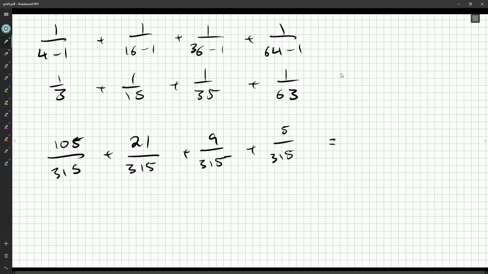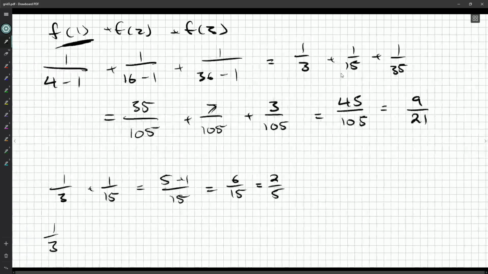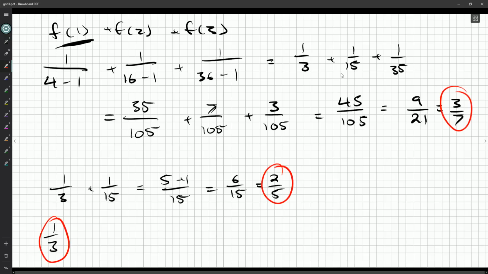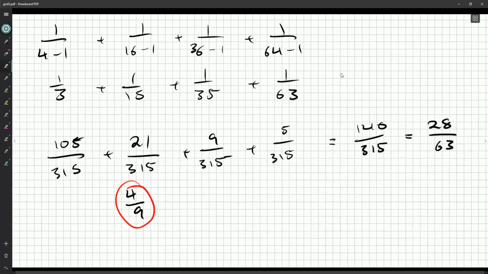So 110 plus 30, so that's 140 over 315. I can divide by 5 on top and bottom, so that's 28 over 63. I can divide by 7, and that'll end up being 4 out of 9. Oh, this 9 over 21, by the way, should have been 3 over 7. And there are patterns a bit more apparent. 1 over 3, 2 over 5, 3 over 7, 4 over 9. Odd numbers on the bottom.